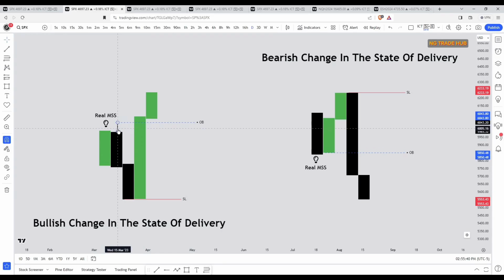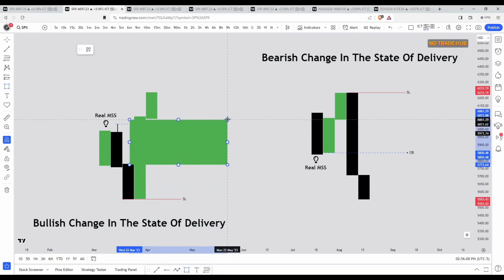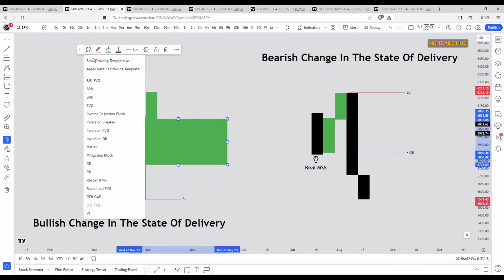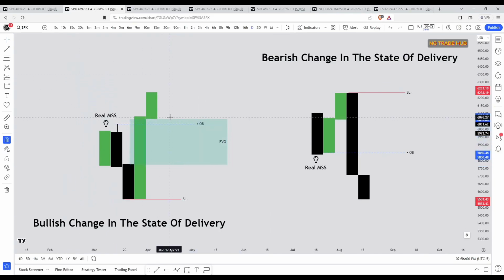For some reason, it's not letting me put it in the middle there, but if I'm looking at a bullish change in the state delivery, I want to see price close. Now, I've seen ICT just refer to the open of this, and he just wants to see price close above that. For this model, I strictly wait for price to close above the upper wick of the order block. I also look for price to create a fair value gap after it does that, or kind of as it's doing that. So label this busy.